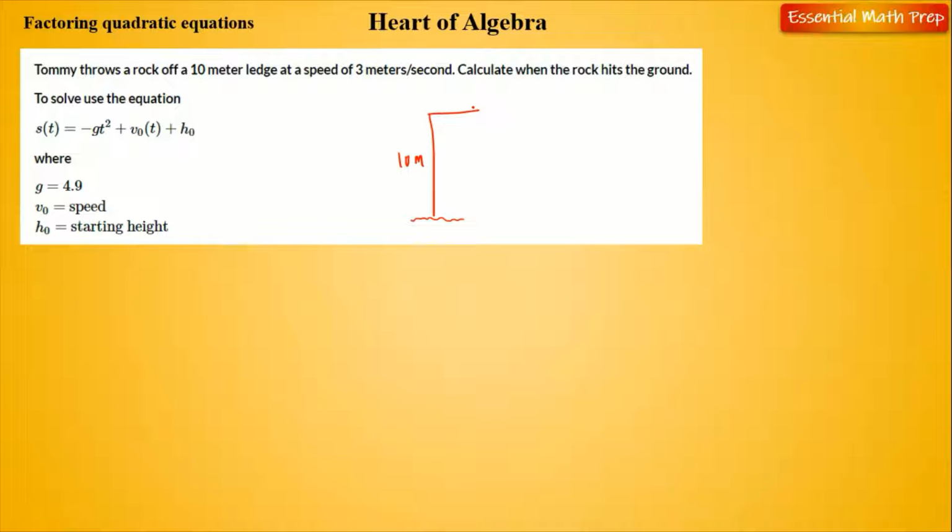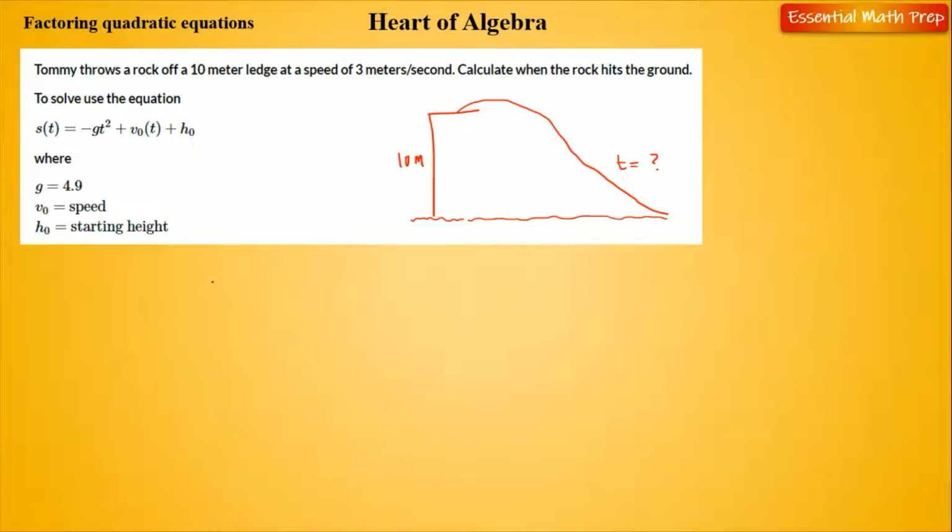From here, he throws a rock at a speed of 3 meters per second. We don't know whether he threw it up and it came down, or he just threw it, or if he just dropped it from there. We don't know. Let's just assume, but it doesn't matter. We have a formula. It's asking us to calculate the time when it hits the ground, so t equals what? It's not asking what the distance is. Well, it has to come down 10 meters for sure, but we don't know anything else. That's why they safely ask you the time.